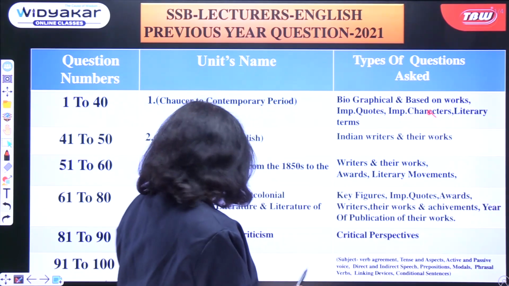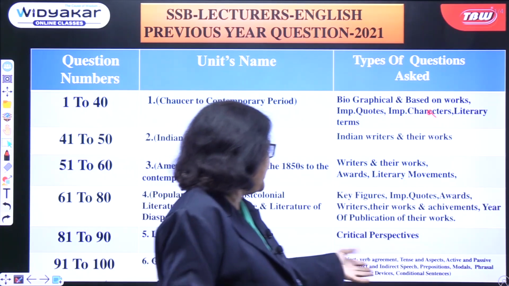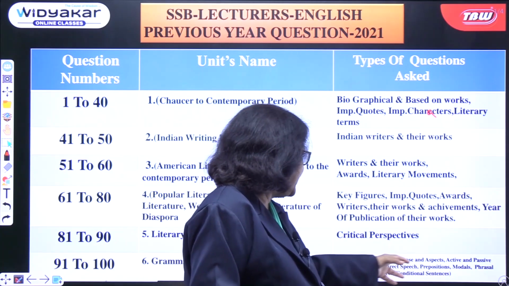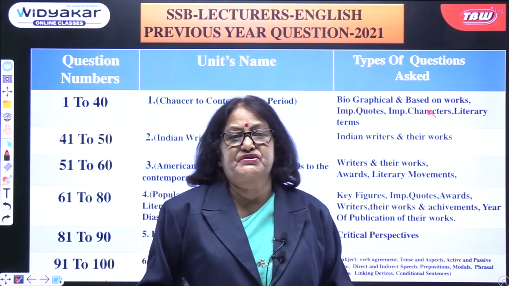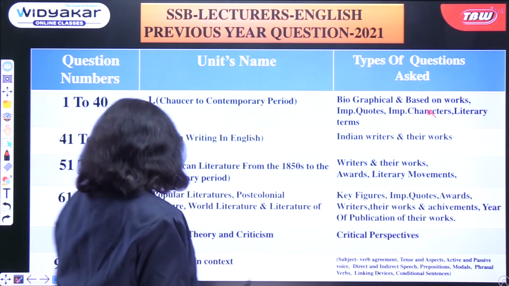Okay. Then from 91 to 100 you have grammar in context, that is subject verb, which is very easy. Subject verb agreement, tense pattern, active and passive voice, direct indirect speech, prepositions, modals, phrasal verbs, linking devices and conditional sentences.